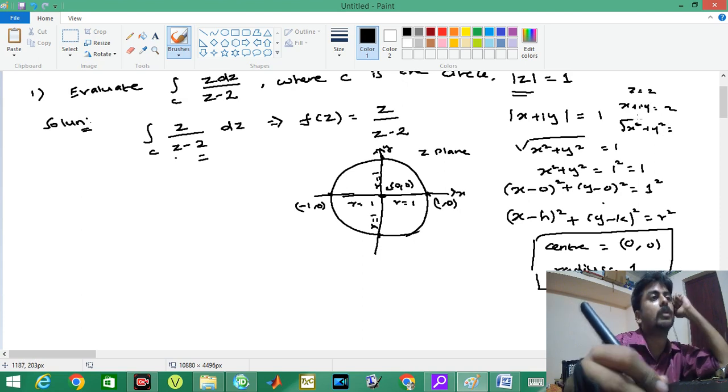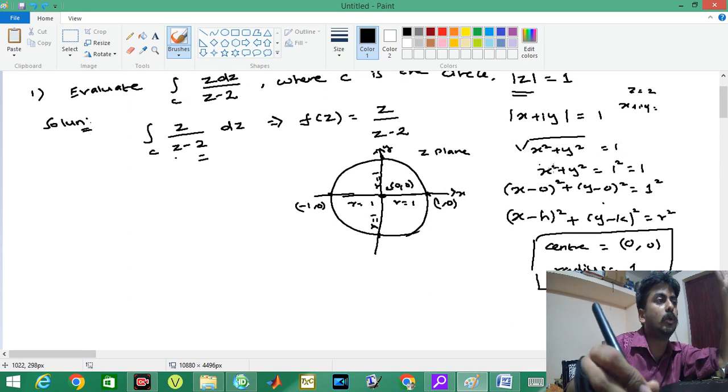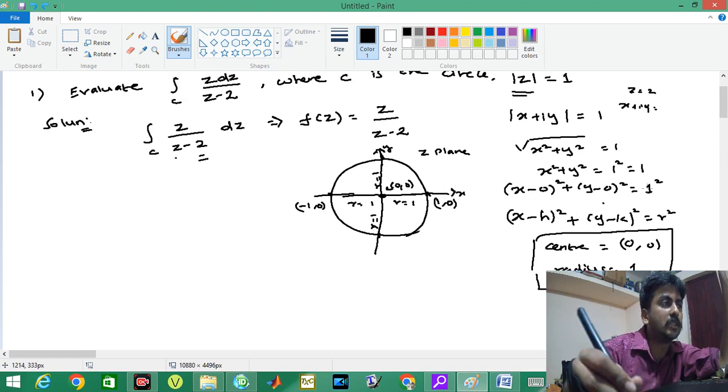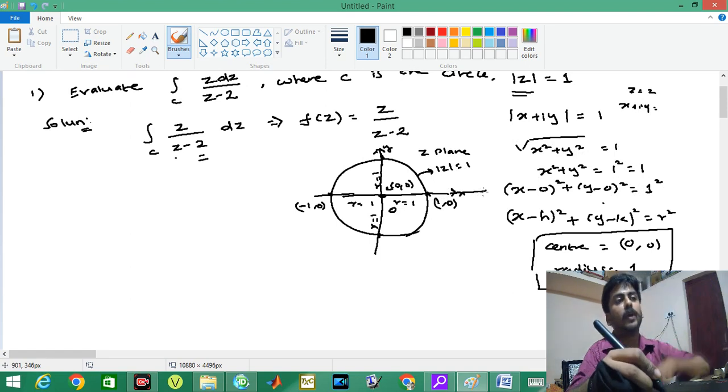But I have to take modulus for this, but here there is no modulus, so it is not possible to write all these things. We can just think z equal to 2 will not lie on the circle. The circle equation is modulus of z equal to 1. So if 0 is here and 1 is here, z equal to 2 may be somewhere around here, near the circle. Okay, that is the first thing.